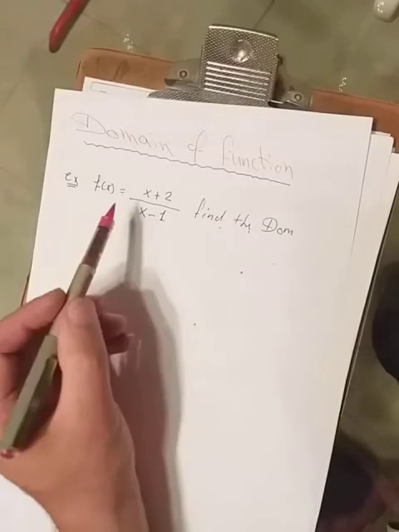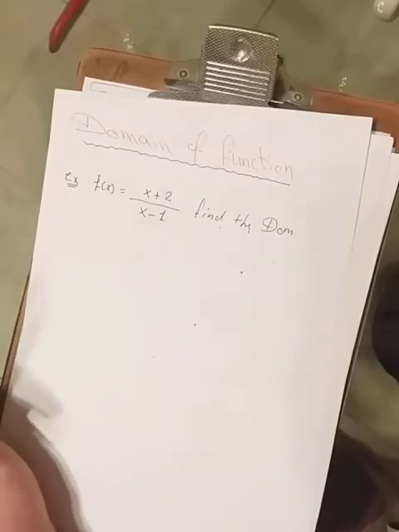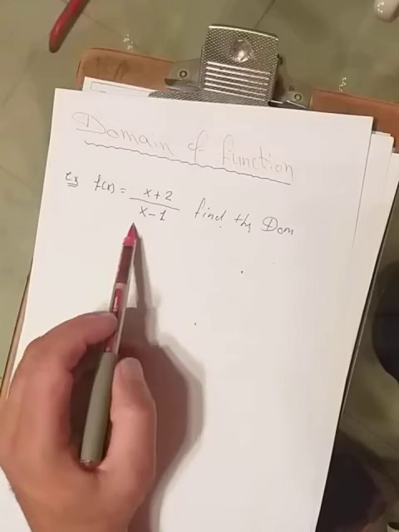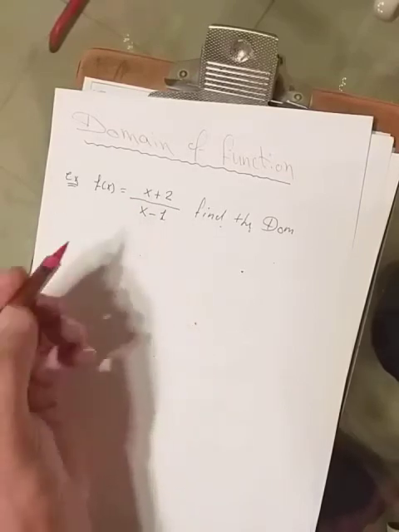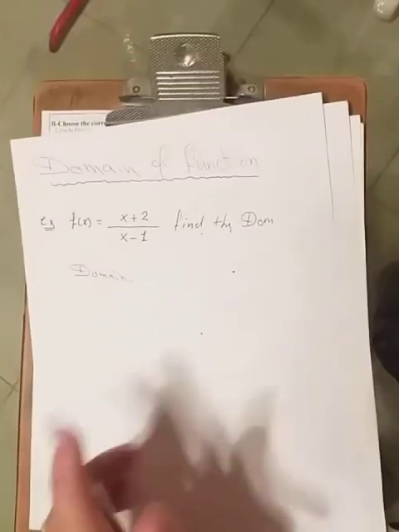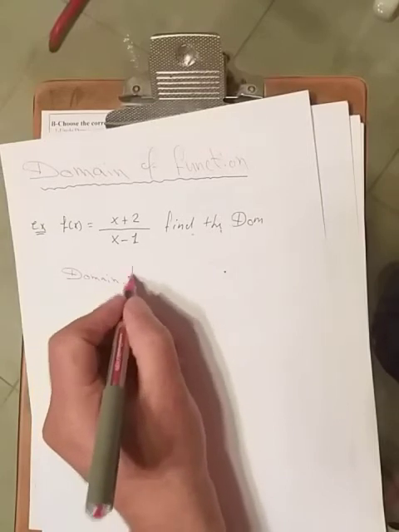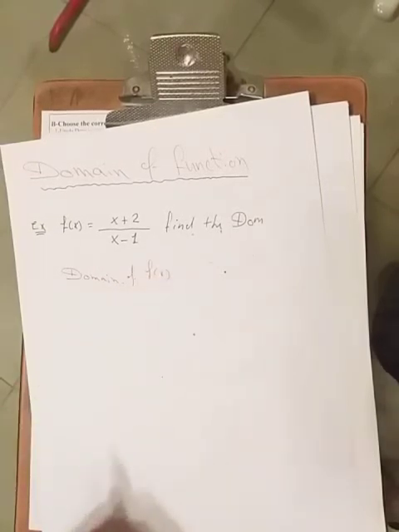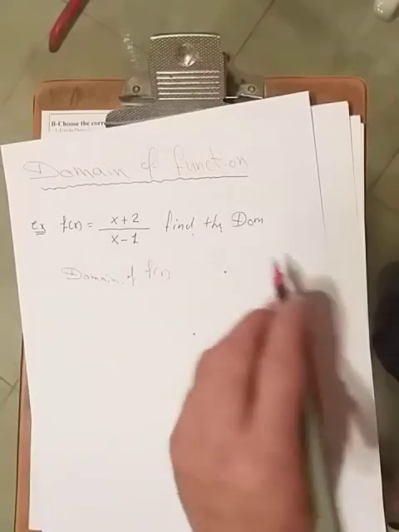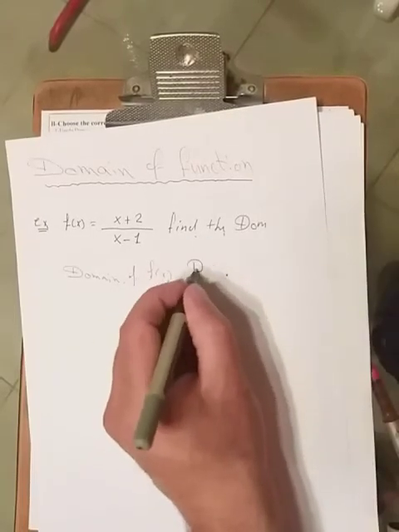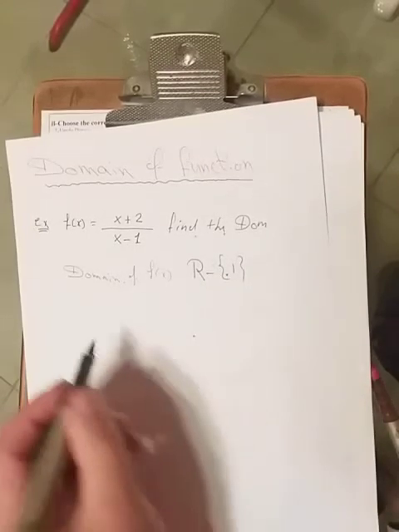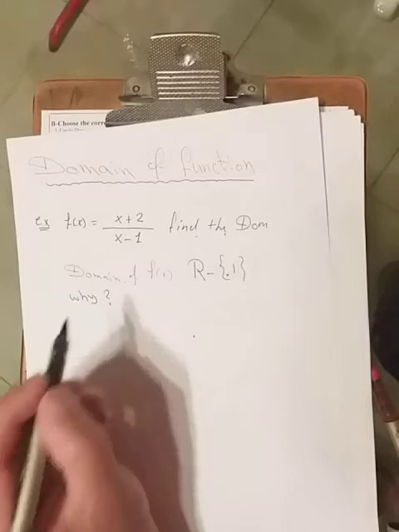What can we put for x? We can put for x any number except 1. Why? The domain is the possible values of x. The domain is all real numbers except 1. Why?